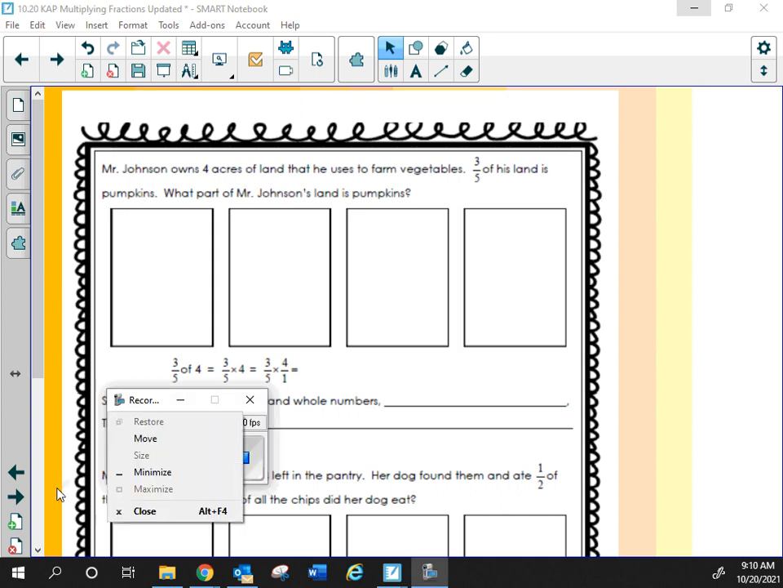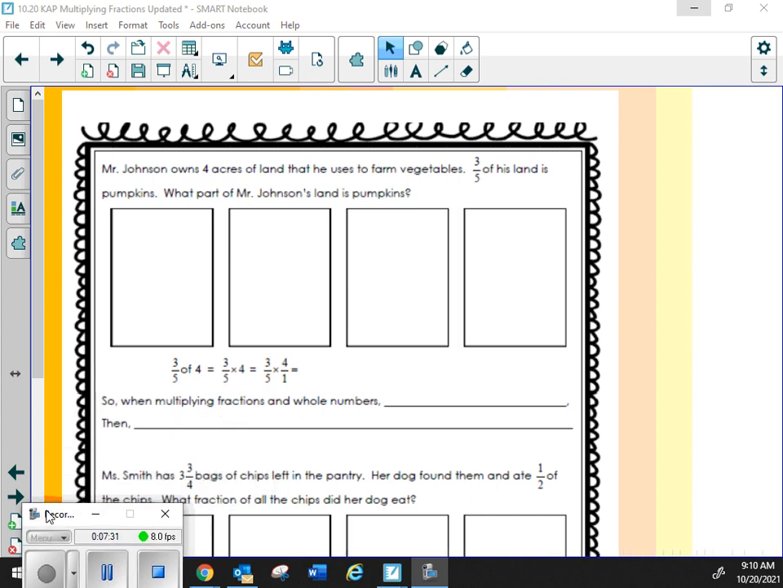All right, let's read the problem and understand the situation. We gave a word problem just so we can visualize and understand some more concrete stuff. Number 1 says Mr. Johnson owns 4 acres of land that he used to farm vegetables. 3/5 of his land is pumpkin. What part of Mr. Johnson's land is pumpkin?